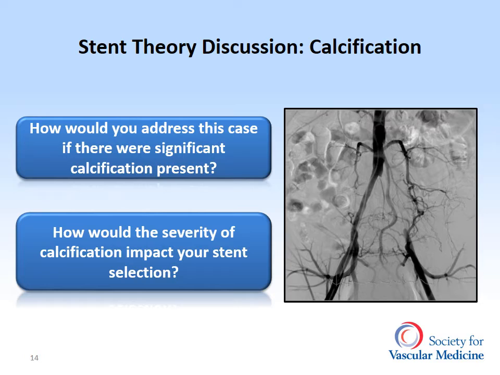Imagine this were a heavily calcified, totally occluded, near-flush occlusion of the common iliac artery. Aside from concerns regarding crossing techniques, one must also take into account stent selection. The ideal stent would have precise placement with good radial strength and would be fracture resistant.